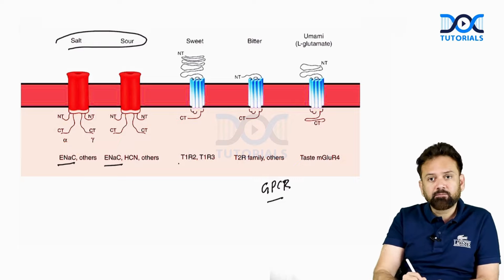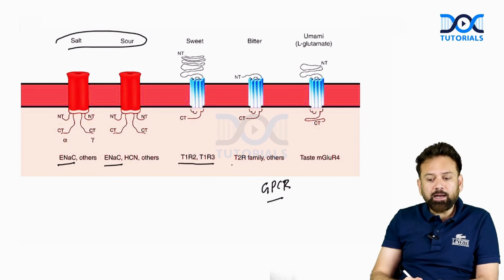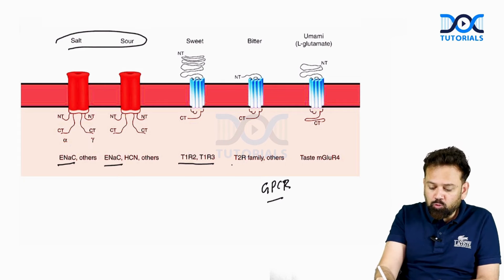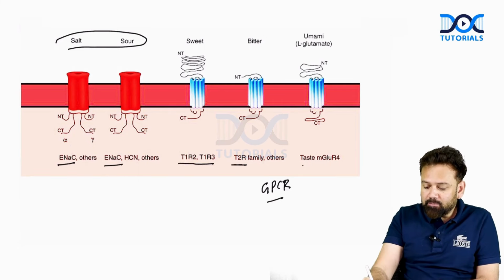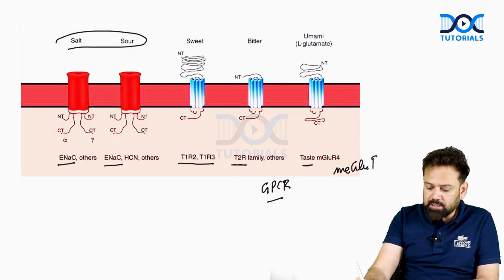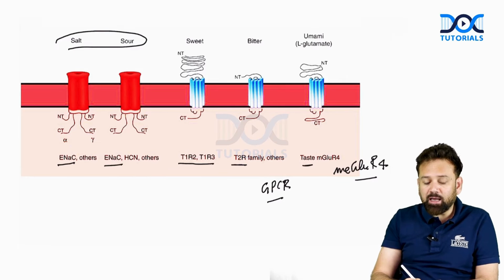Sweet is T1. T1 is sweet, the top one. T1R2, T1R3. And bitter is T2. You know T2? T2 is bitter, poisonous. And taste which is umami depends on metabotropic glutamate receptor R4. It is because of Ajinomoto and all. It is because of L-glutamate. It is called as umami taste.